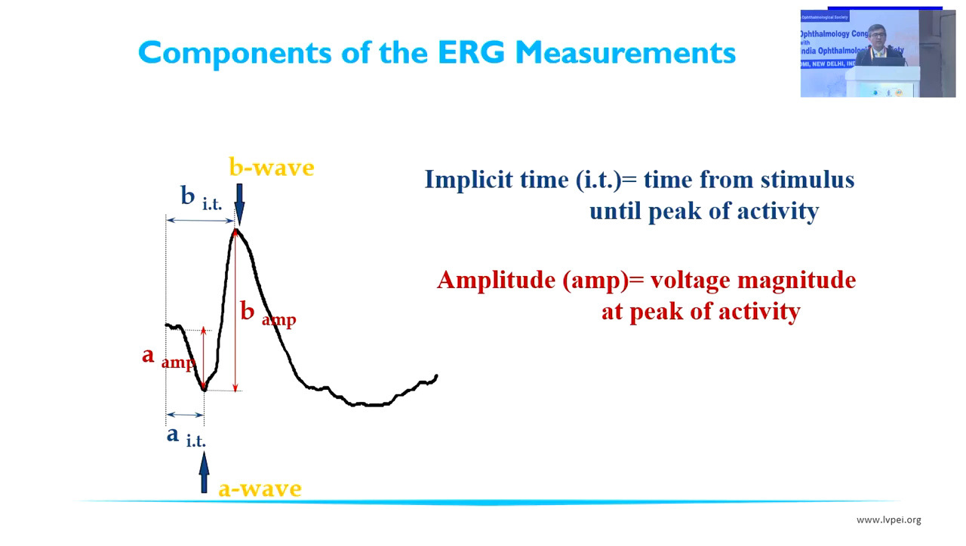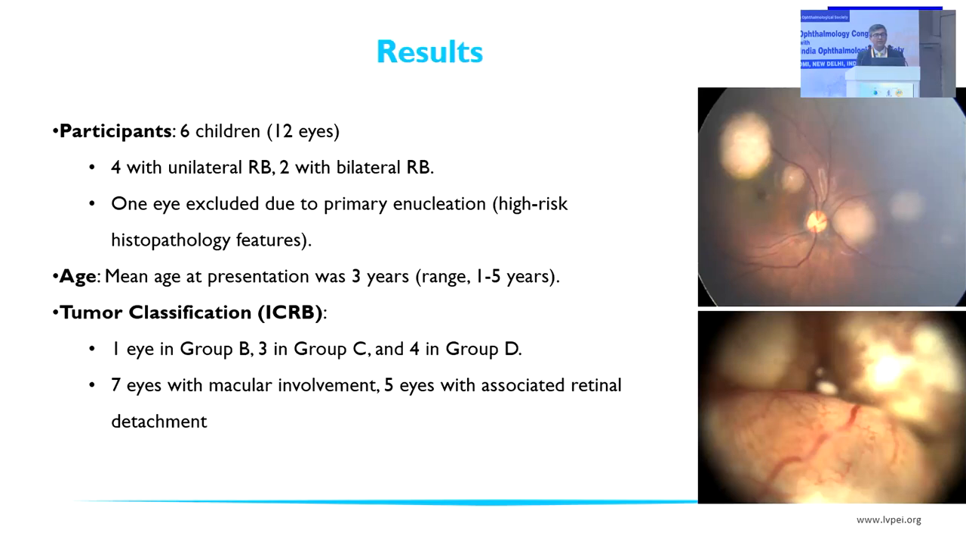Just to give a brief understanding of what we measured in terms of quantitative measurements of ERG, one is the implicit time, that is the time from stimulus until the peak of activity, both for A and B wave, as well as the amplitude, both for A and B wave. In terms of result, we have a total of 6 children, 12 eyes included in our study. 4 children had unilateral RB, whereas 2 children had bilateral RB.